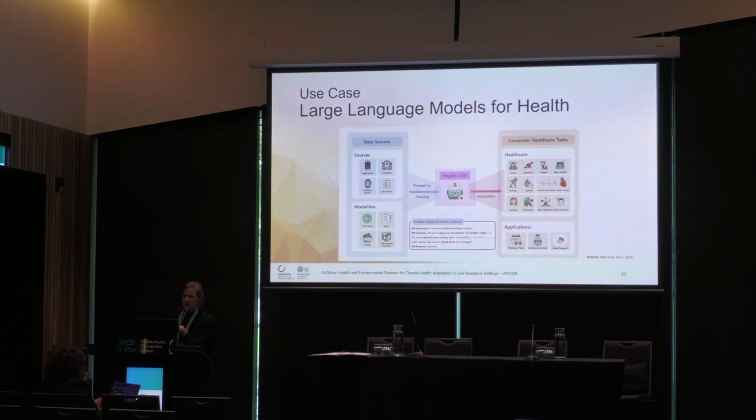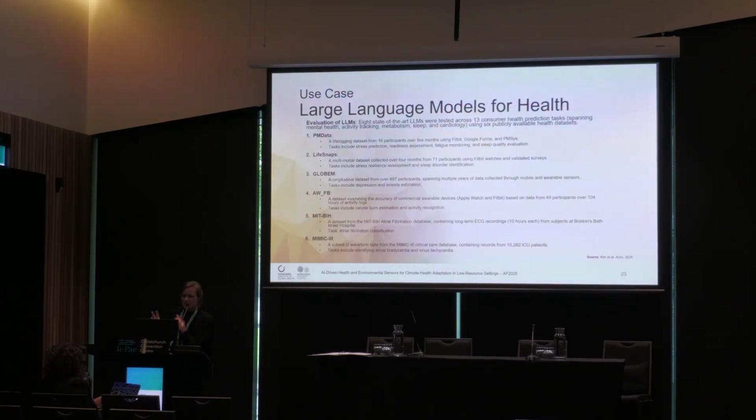So they are able then, these trained health large language models, to predict certain health outcomes, for example, mental health, cardiovascular health, but also activity. These large language models, for example, have been cross-trained on other data sets which are publicly available. So, for example, LifeSnaps, the second data set, contains data about sleep, and then the MIMIC-III data set contains data on cardiovascular health. So you can use publicly available data sets also for training these large language models.